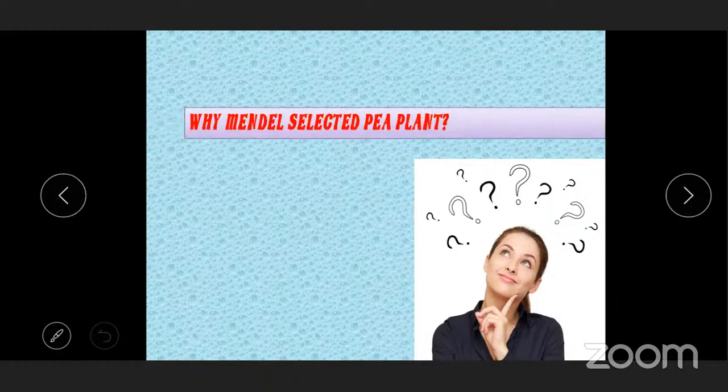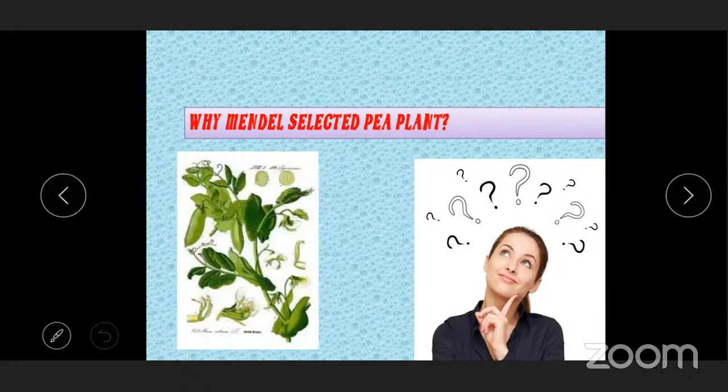But why did Mendel select the pea plant? Is there any particular reason behind it? Yes. So first we have to discuss why Mendel selected the pea plant.